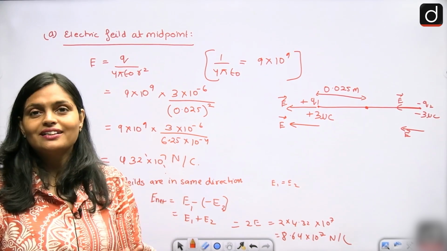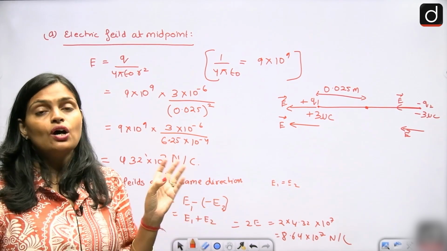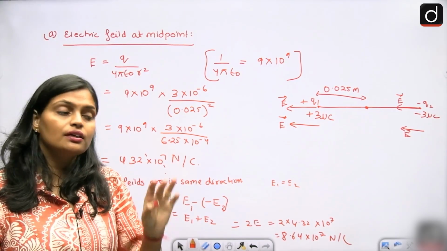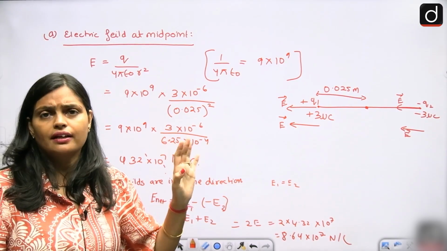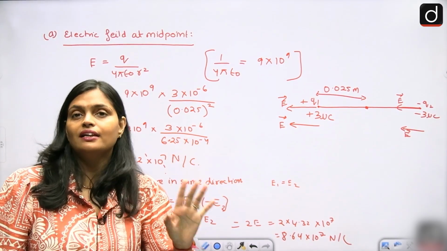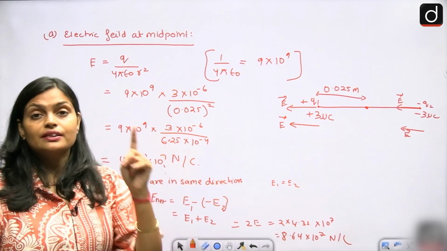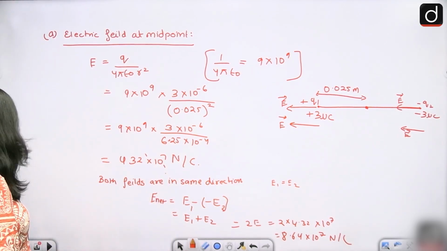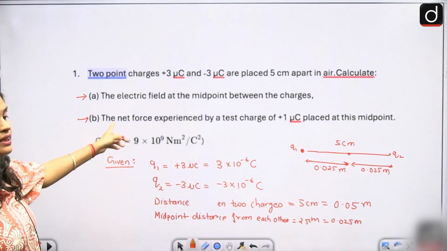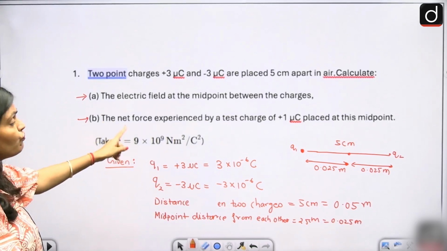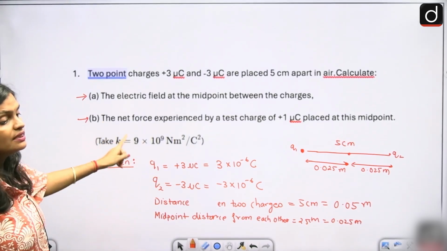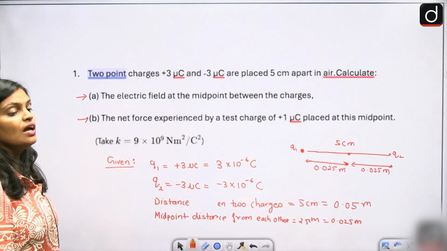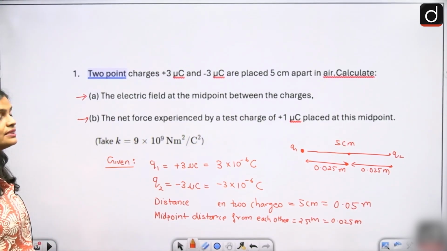Understood how to solve the numerical? Always try to write down the very first thing, what? The given thing, right? What is given, write it first, and then think which formula you have to apply here, right? Now what is the next question? Next question is the net force experienced by a test charge plus 1 mu c placed at this midpoint.